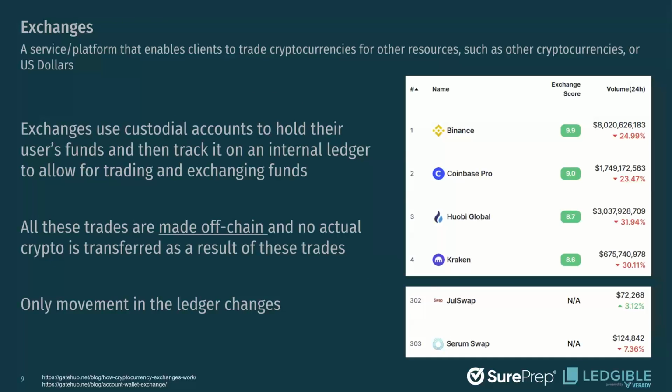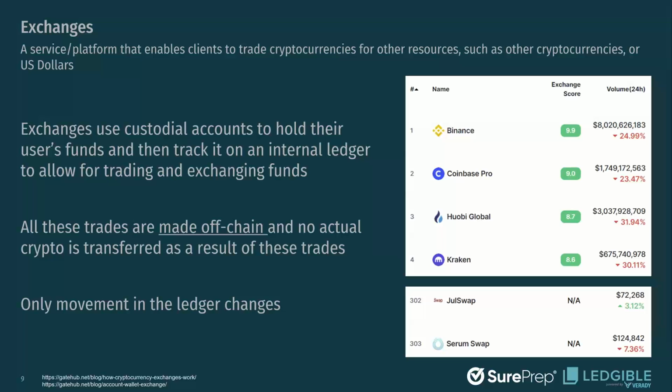Now, there are a couple main ways that you interact with the blockchains to buy cryptocurrency, exchange cryptocurrency, or do any of the investing or activities that you're doing. The first one is called exchanges. These are a service or platform that allows you to easily buy and trade cryptocurrencies for US dollars or any other currency that's out there. Now, exchanges are a lot like banks.